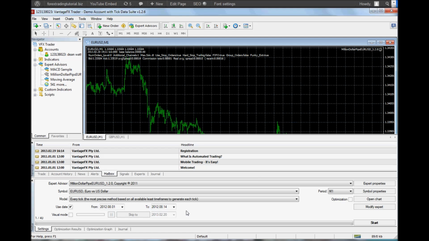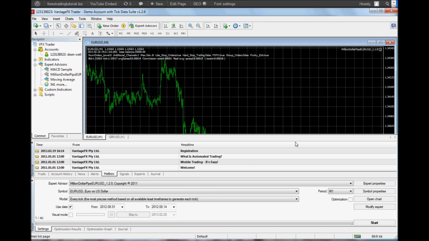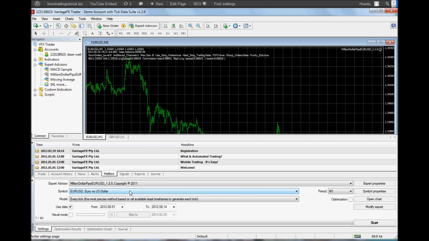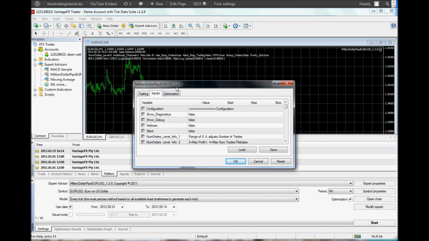So very simple. To optimize, we need to choose the robot we wish to optimize. In this case it's Million Dollar Pips. Again, we're just choosing the currency pair and the time frame, and we're making sure that we're using all of the ticks, which is the most amount of information we can get. To be able to optimize a robot, we need to tick the optimization box, and we need to go to our expert advisors. So this brings up here.